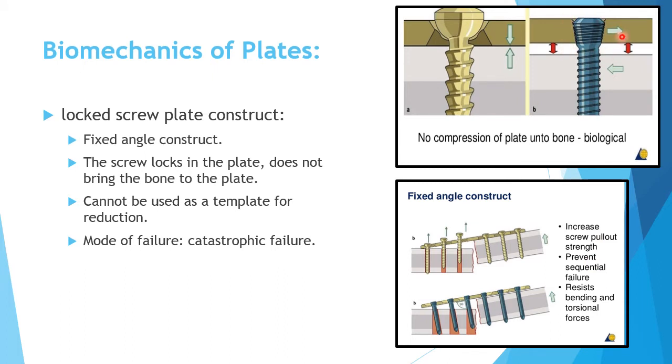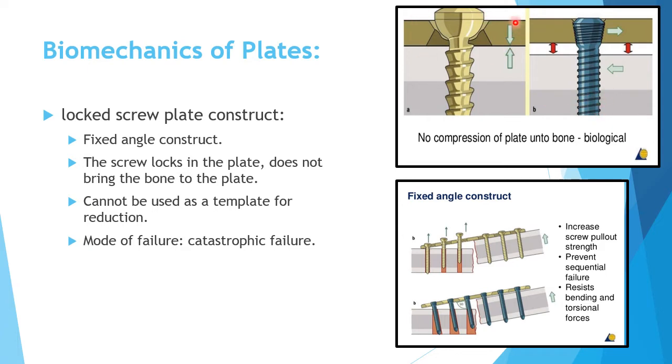First, let's start with the locked screw construct. The locked screw is a screw that has threads in the head. As you can see here, these threads are in the head, and these threads thread into the hole in the plate and become a fixed angle. So this screw here will lock into the plate, and it will not move in relation to the plate. So it will not move in any direction.